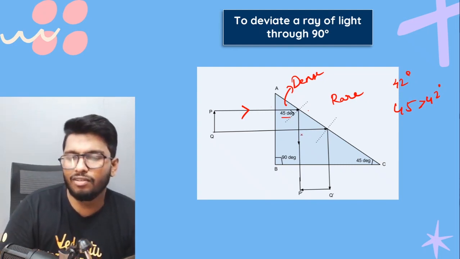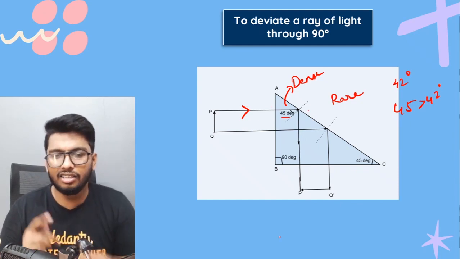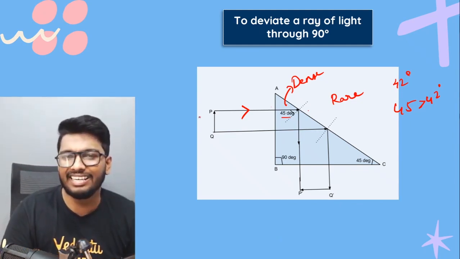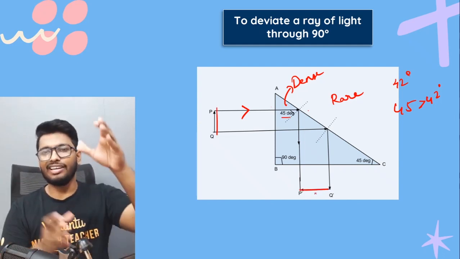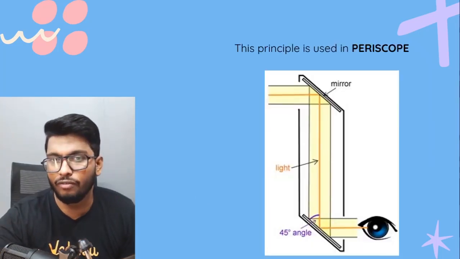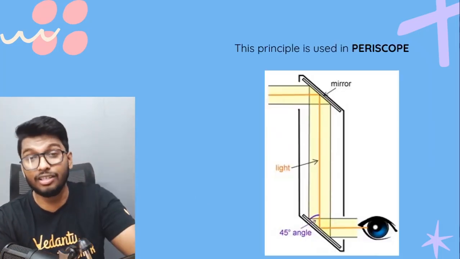So both these rays of light will get reflected back, and the image will be oriented or deviated by 90 degrees. This is the object. You see that this is the image of that object. So you're orienting or deviating the image by 90 degrees. This is one of the applications of it. This is what is used in your periscopes as well, guys.